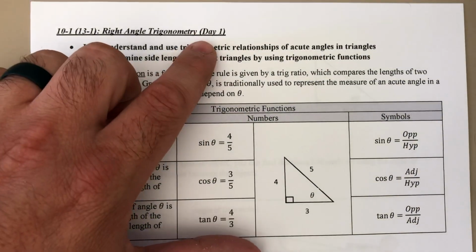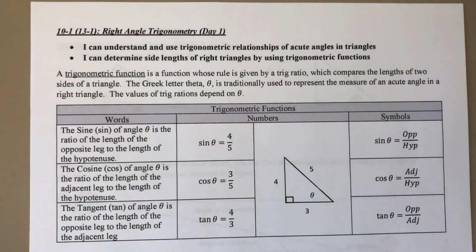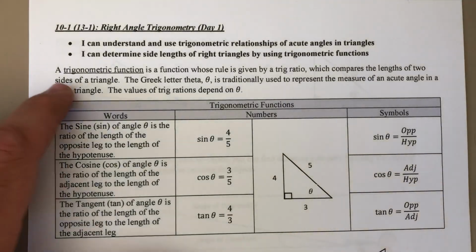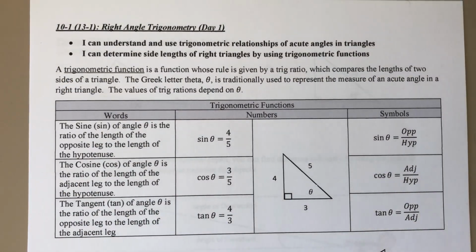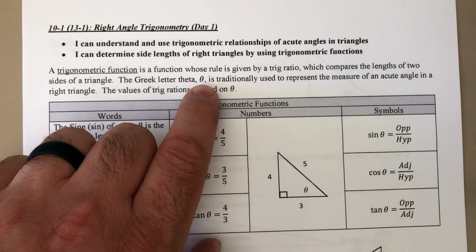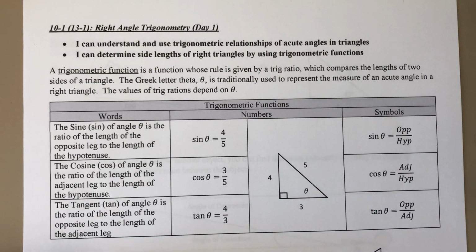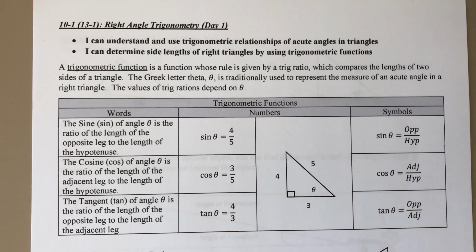This says it's the day one notes. Back in school we would take a couple of days to go over this, but we're just going to try to knock it all out at once. A trigonometric function is a function whose rule is given by a trig ratio, which compares the lengths of two sides of a triangle. The Greek letter theta is traditionally used to represent the measure of an acute angle in a right triangle, and the value of trig ratios depends on theta.